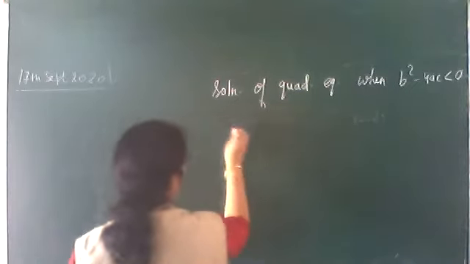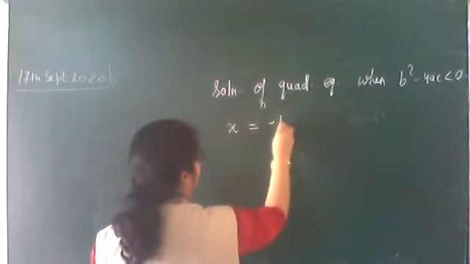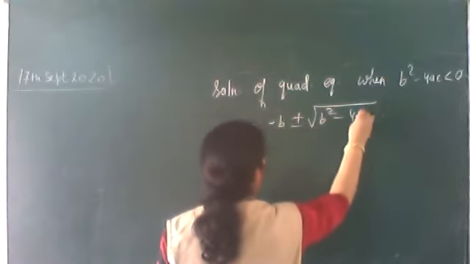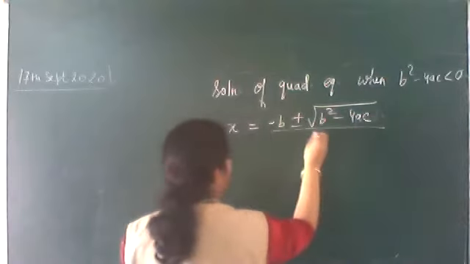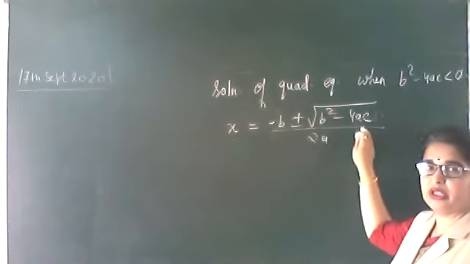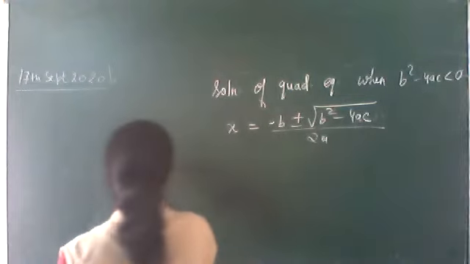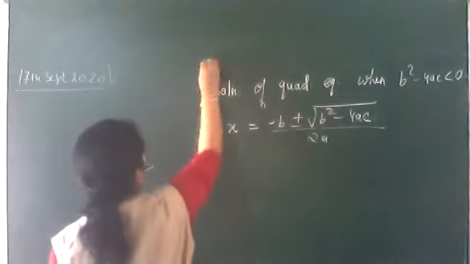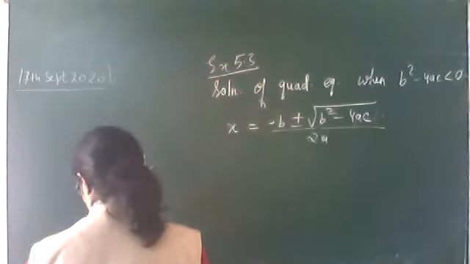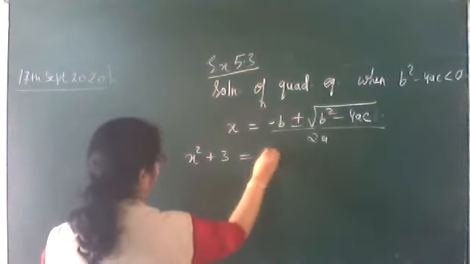If you want, write down: for a quadratic equation, x is given by minus b plus minus root of b square minus 4ac upon 2a. This you all know. X is equal to what? Minus b plus minus root of b square minus 4ac upon 2a. Based on this only, exercise 5.3, first question, x square plus 3 is equal to 0.